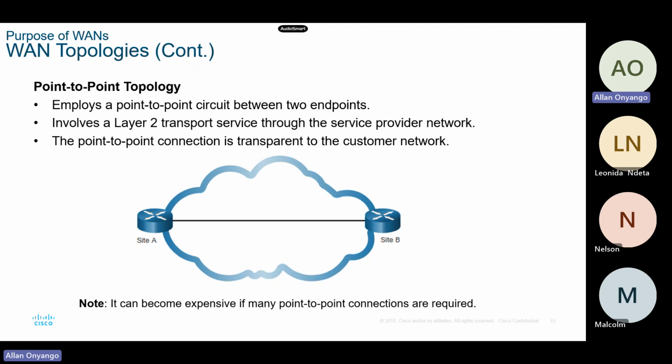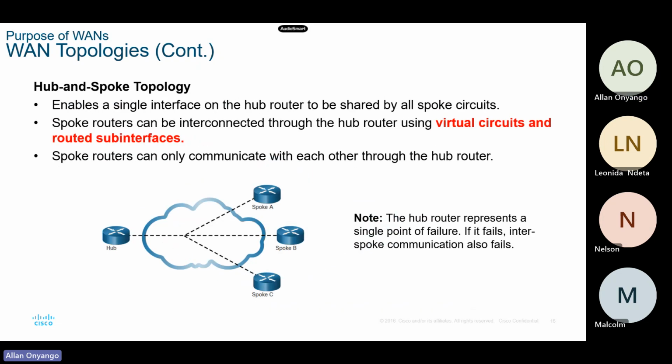And this kind of dedicated connection is one of the most expensive in terms of seeking internet connectivity, and it's more expensive relatively to other connections.